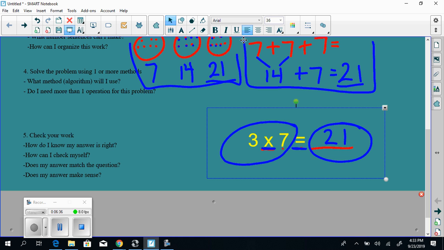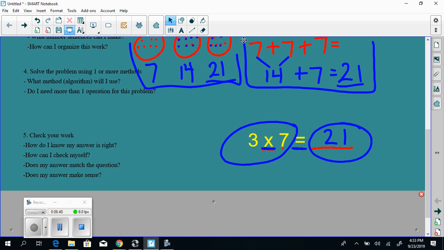And so if I'm doing multiple choice, I want to ask, does my answer match the question? So if it matches what I was being asked to do, multiplying, and I don't have a smaller answer, then I know I've done the right thing. In a multiple choice, if my answer was not there, I would go back and check again. And that is the 5 steps of problem solving.